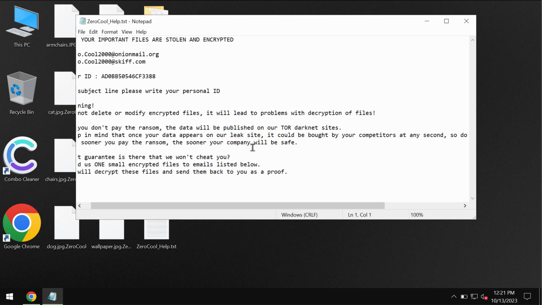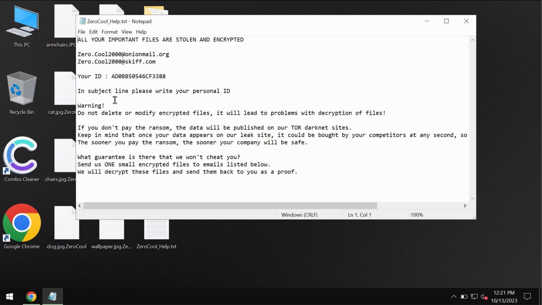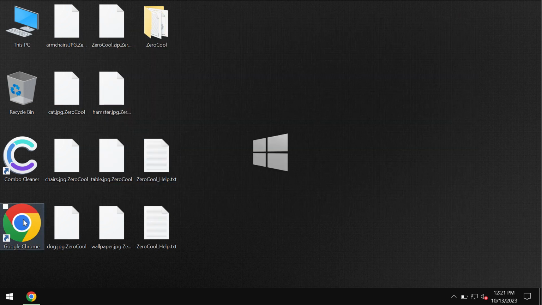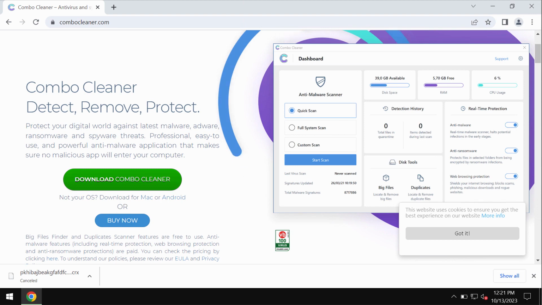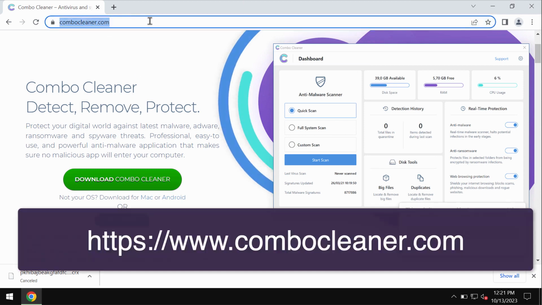The ransomware drops this ransom note, indicating that the ransom needs to be paid for file recovery. However, paying the ransom is not a good idea. Don't waste your money and don't pay the ransom. I recommend you to remove this ransomware with the help of reliable antivirus.